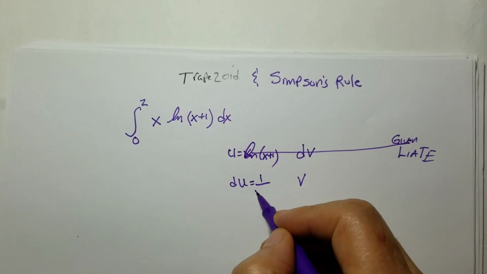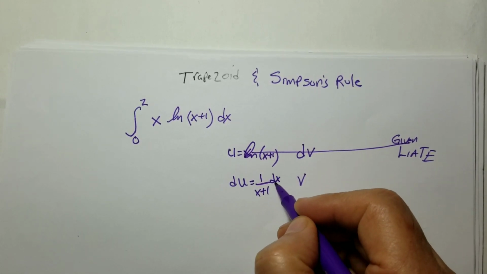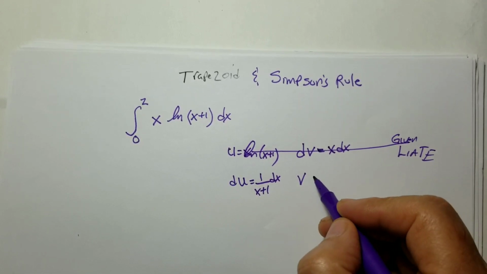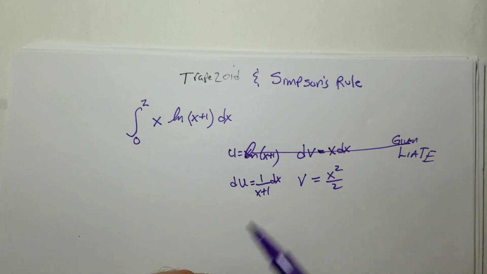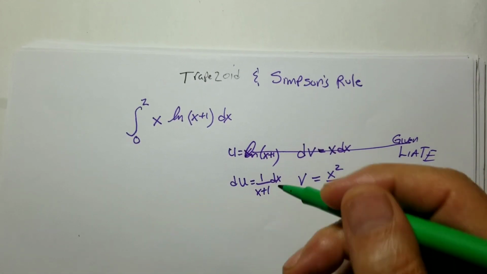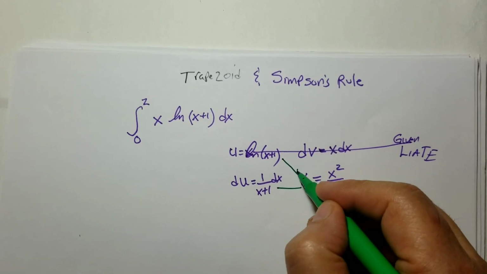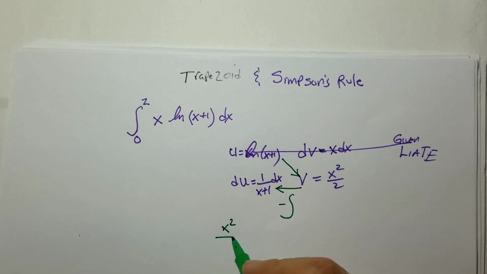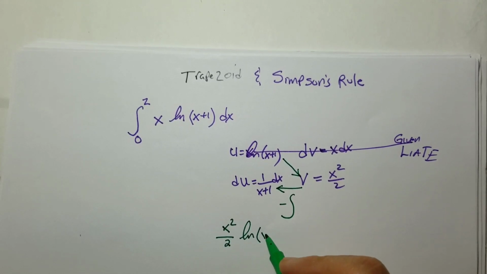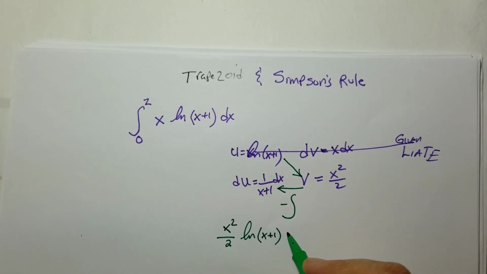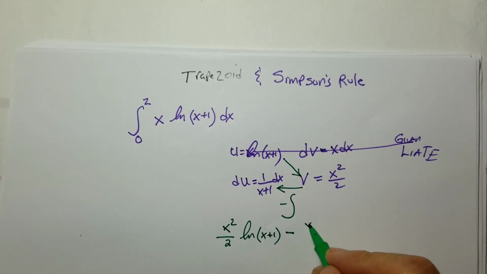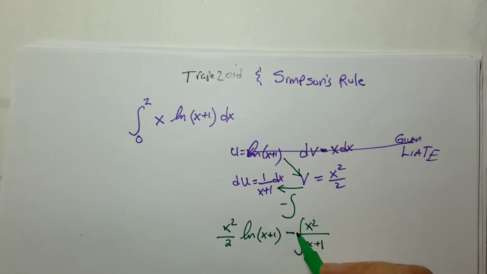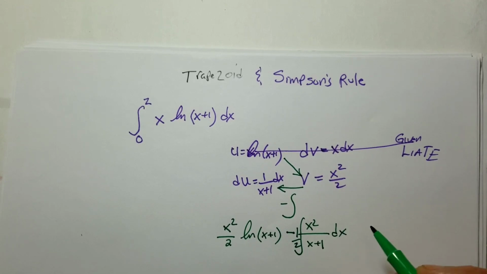And your du is 1 over quantity x plus 1 dx. What is left is dv, which is x dx, and your v is x squared over 2. Therefore, the answer using integration by parts is x squared over 2 natural log of x plus 1 minus the integral of x squared over x plus 1, and don't worry that I have a 1/2 here, dx.